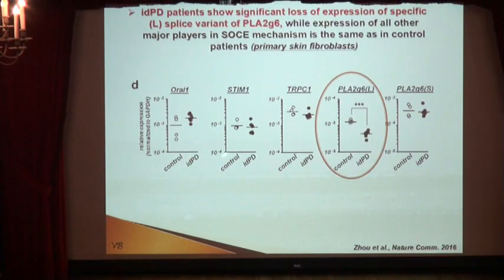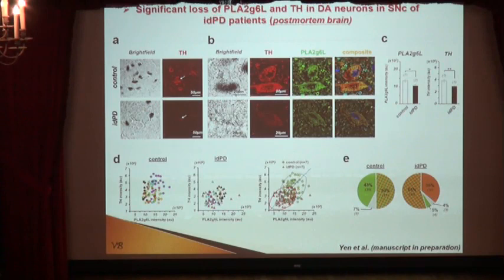We also recently looked at the brains of idiopathic PD patients. This is an example of the dopaminergic, TH-positive neurons in control patients, and this is one of the idiopathic PD patients. You can see that there are very few dopaminergic TH-positive neurons left, and if you look more closely at those neurons, phospholipase is highly expressed in TH-positive neurons.